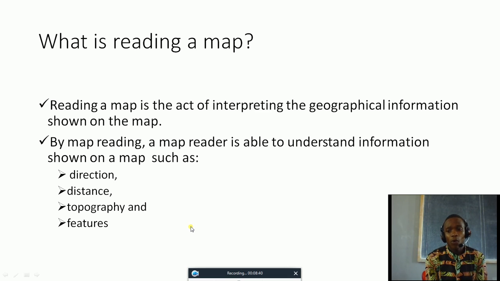Now, what is reading a map? Now you know how to draw a map of a region. You know the essential components of a map. You know the types of map. Now let us discuss what is reading a map. What is reading a map? Anyone? Reading a map means what?